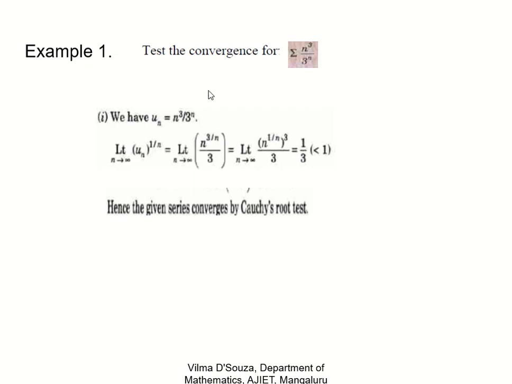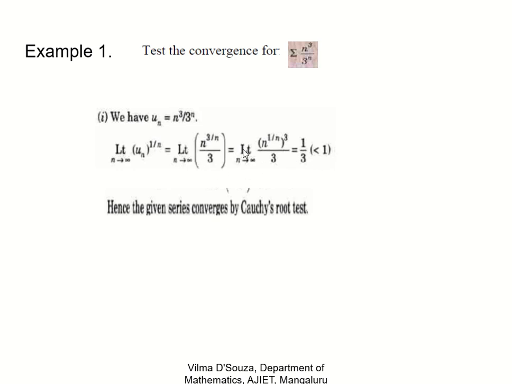Okay, first I have considered a simple example here. Test the convergence for summation n cube by 3 to the power n. This is of the form summation un. So what is your un? n cube by 3 to the power n. Find the limit of un to the power 1 by n as n tending to infinity. Un to the power 1 by n is n cube by 3 to the power n, whole to the power 1 by n. So n cube to the power 1 by n becomes n to the power 3 by n, divided by 3 to the power n to the power 1 by n. So n cancels with 1 by n, you will get only 3.